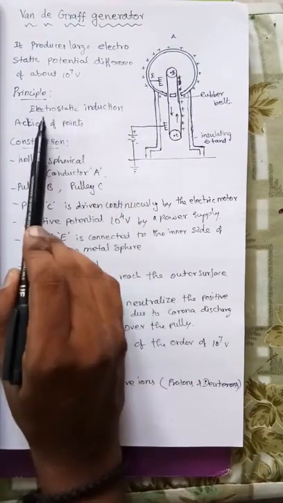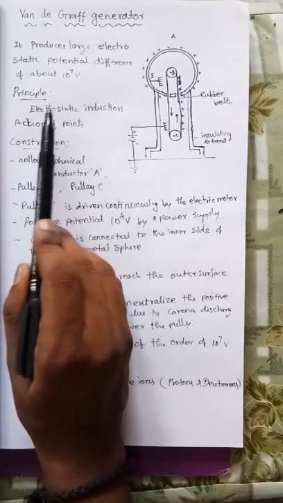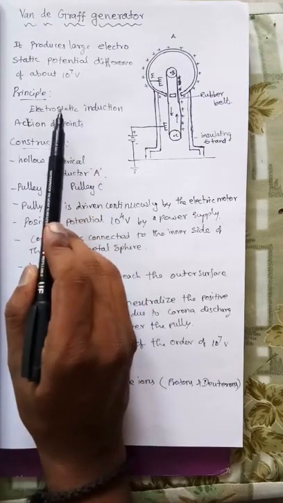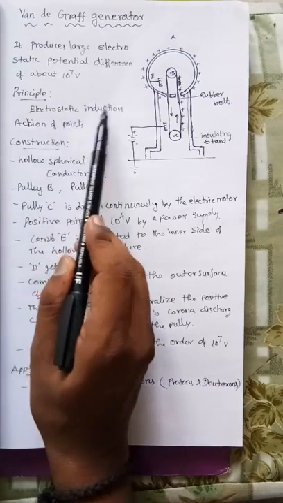What principle do we use? Electrostatic induction. What is electrostatic induction? Without contact, you attract charge. That is called electrostatic induction.